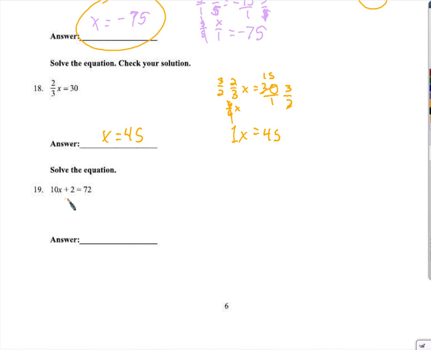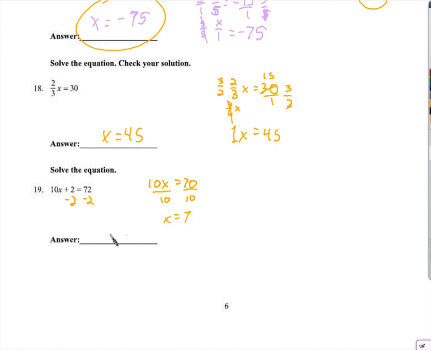I would say my suggestion would be, if I'm tempted to divide by 10, do that last. Last step. Do it the last step, okay? Just save it till the end. So first I'll subtract 2. 10x equals 70. Divide by 10 on both sides.